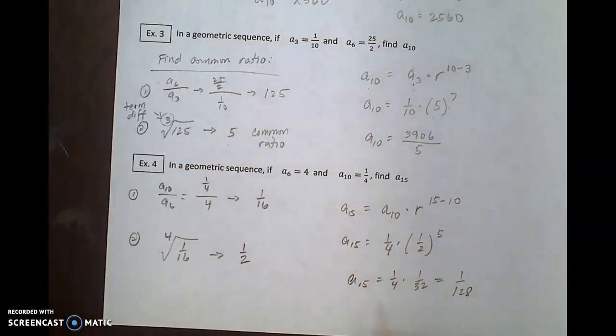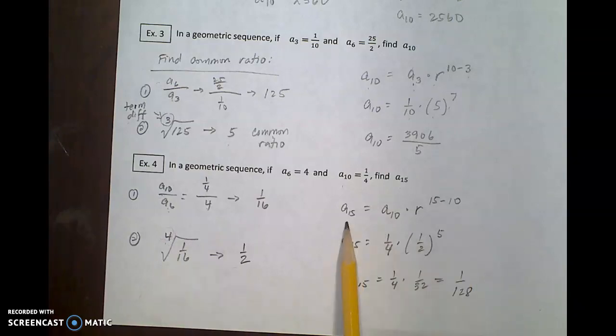Okay. Last example, here I'm given the 6th term and the 10th term. I want to find the 15th term. So to find the common ratio, again, I'm going to take the 10th term value divided by the 6th term value. So 1/4 divided by 4 gives me 1/16. I'm going to put that 1/16 under a radical, where this index is going to be the difference in terms. So 10 minus 6 is 4. So I'm going to take the 4th root of 1/16, which gives me 1/2. So that's my common ratio.